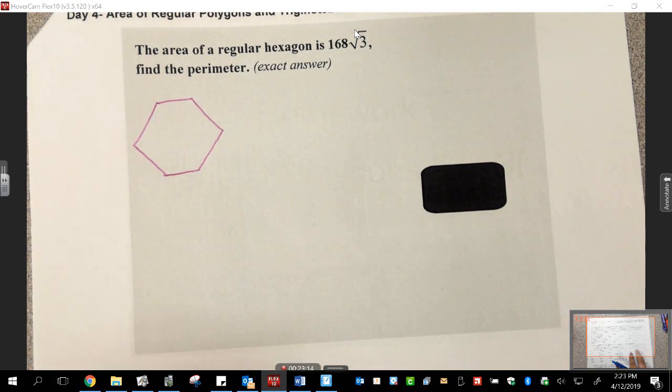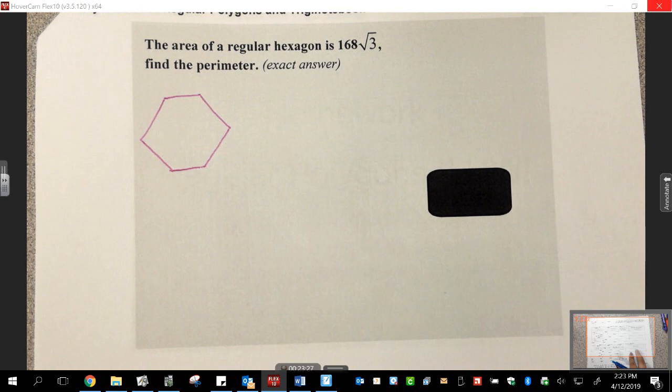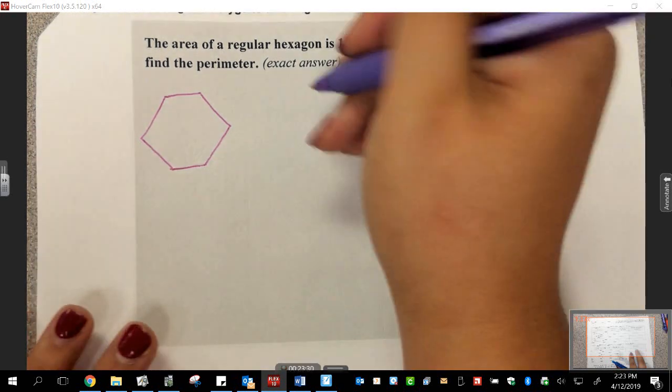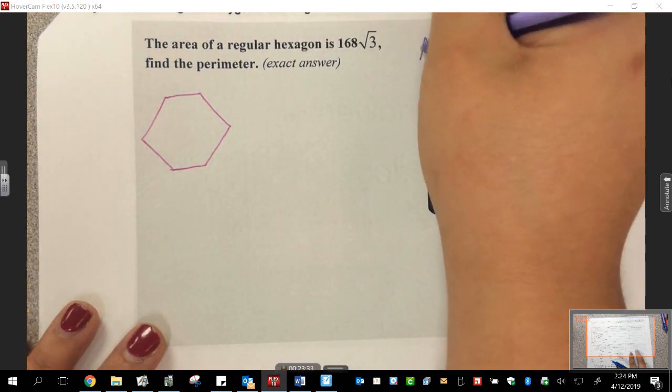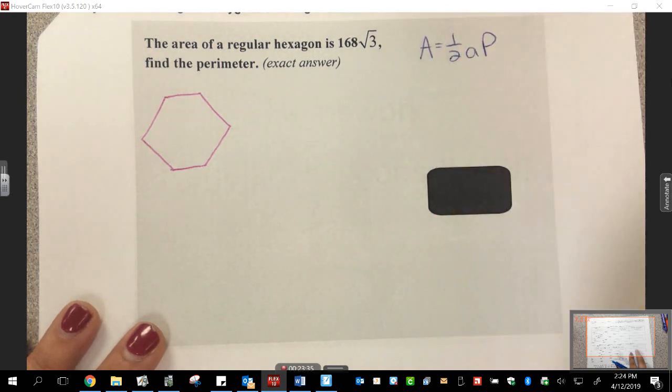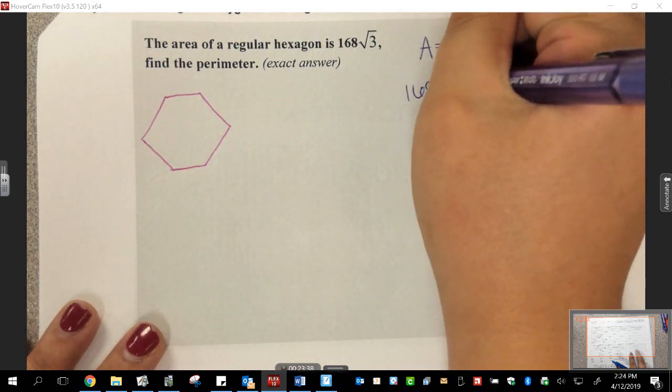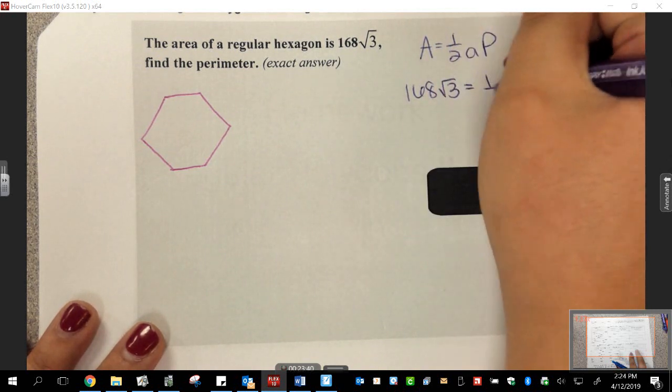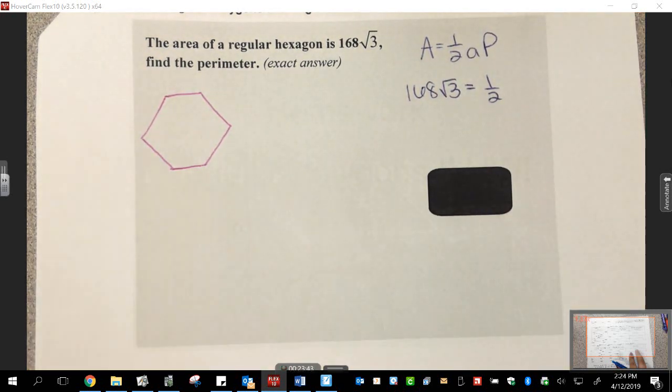Okay, so for this problem, you need to listen. The area of a regular hexagon is 168 square roots of 3. If it's a regular hexagon, it's going to be area equals 1/2 AP. My area is 168 square roots of 3. What's my apothem? What's my perimeter? We don't know. What do we know? 360 divided by 6.